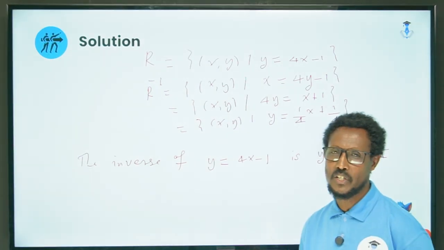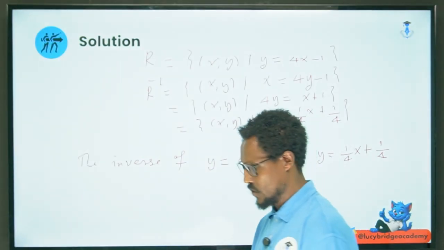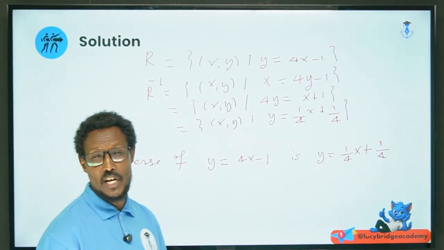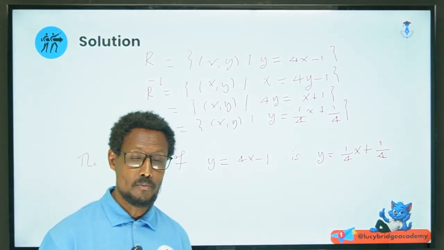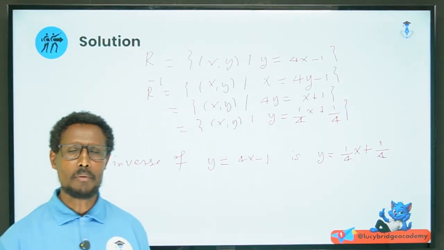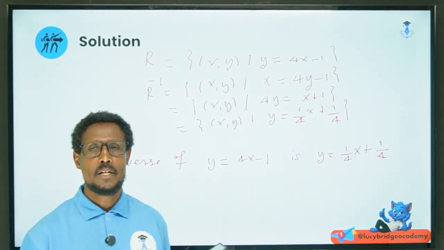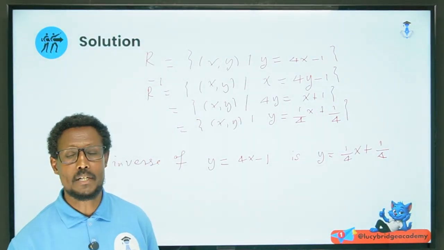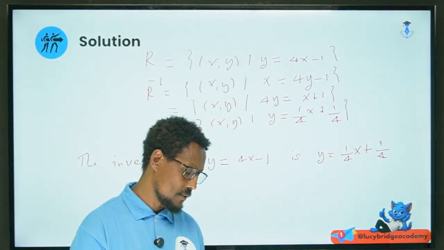The inverse of a linear function is again linear. So you can find the inverse of a given relation by interchanging x and y in the next step, and then writing y in terms of x. First replace x with y and y with x, then write y in terms of x. Then we have found the inverse.